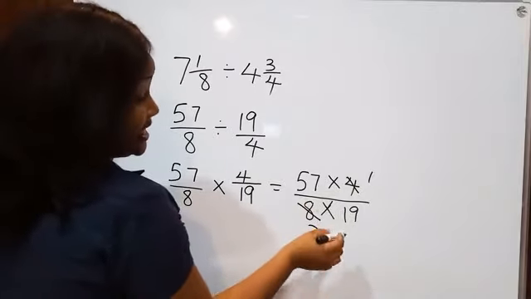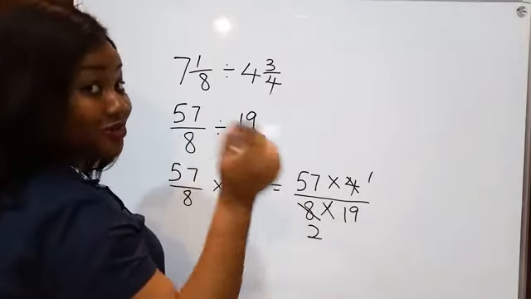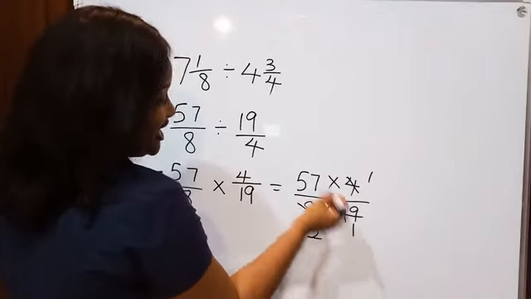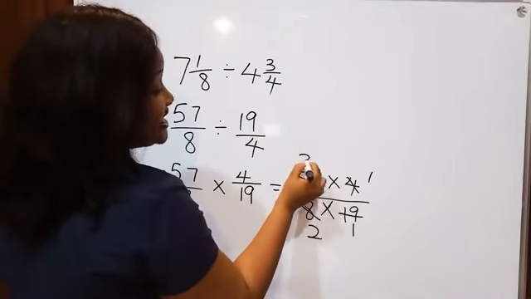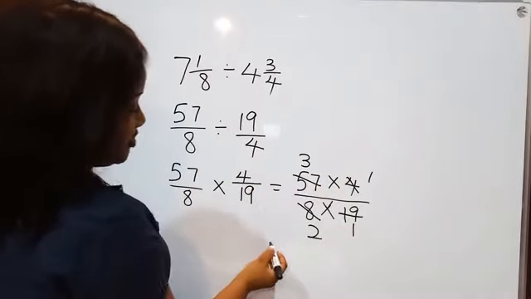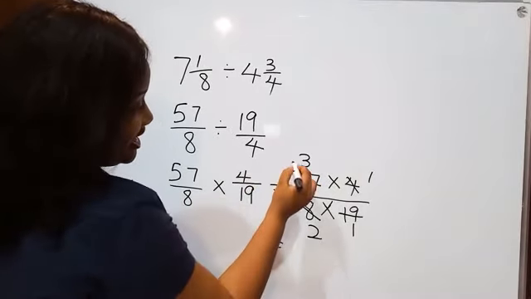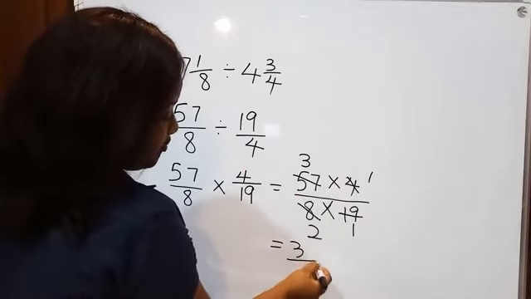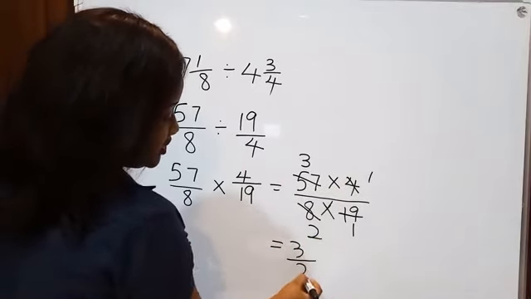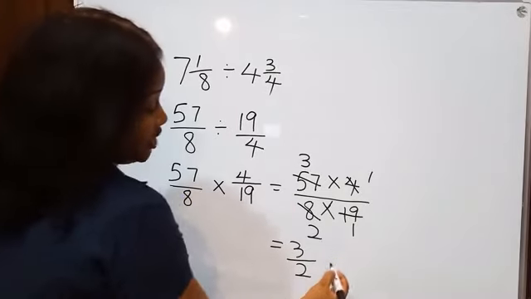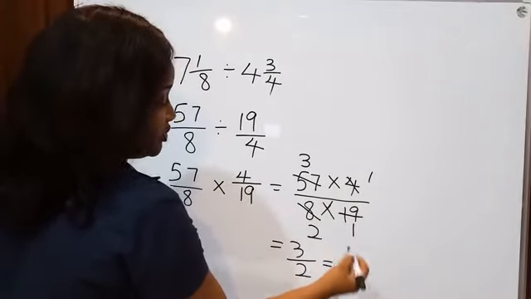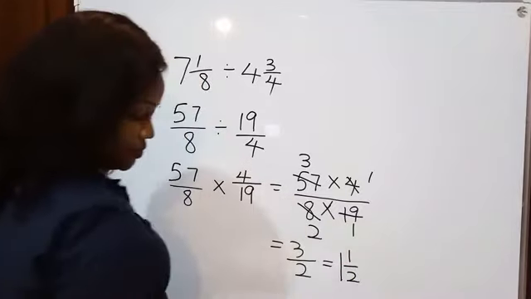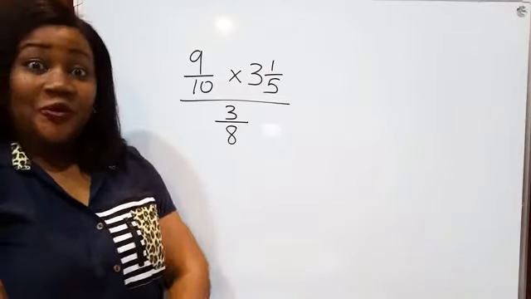Then 57 and 19 have a common factor of 19. And 19 divided by 19 is 1, and 57 divided by 19 is 3. So, my dears, we have our answer to be 3 times 1, which gives us 3, over 2 times 1, which gives us 2. Which, when converted to a mixed fraction, gives us 1 whole number 1 over 2. Let's take a look at this example.